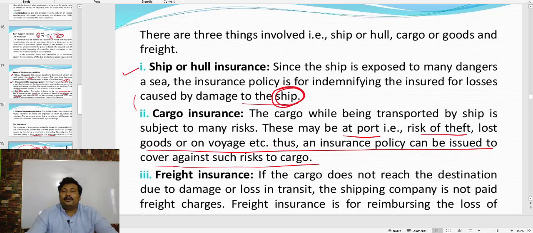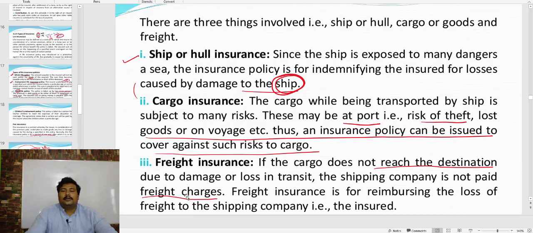When your cargo does not reach the destination on time, whatever the freight charges are, they will be borne by the insurance company. Freight insurance is reimbursing the loss of freight to the shipping company, the insured. It is very simple. Suppose your delivery date is the 15th and the goods reached on the 17th, you can claim for the freight insurance.